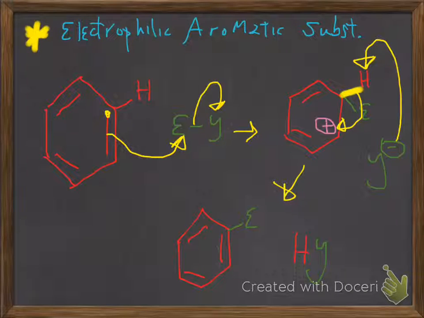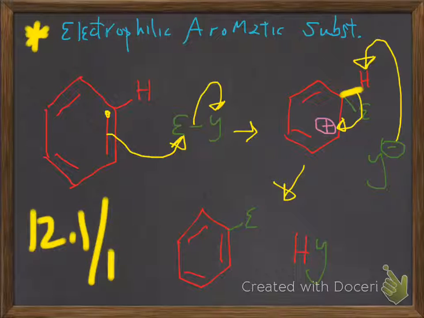You may want to practice this mechanism on your own some before we go on to the next portion of this video. So, tables, once again, just to remind you, table 12.1 and 12.3 actually go over the different types of electrophilic aromatic substitution.